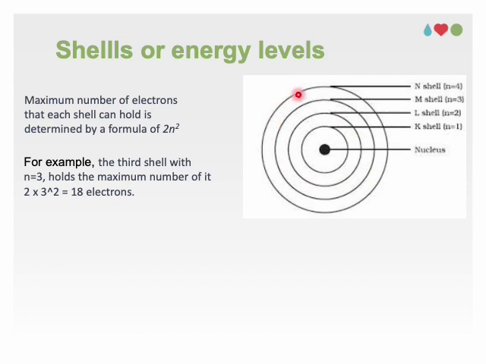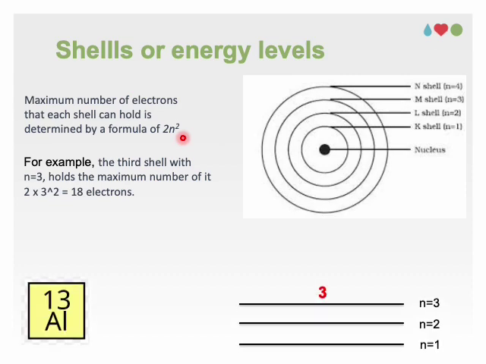This figure shows our shell model. The maximum number of electrons that each shell can hold is determined by a formula of 2n squared, where n is the principal quantum number of the shell. We now investigate aluminum and would like to see the arrangement of electrons in different shells.